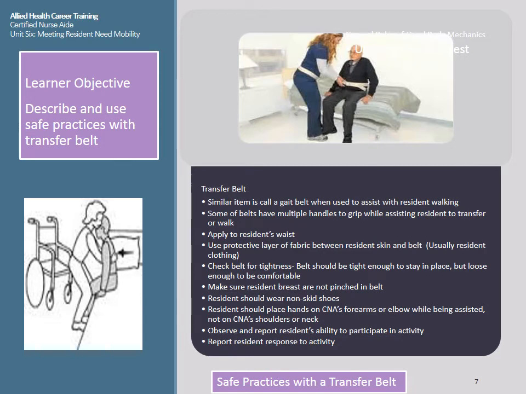Now we're going to discuss some safe practices with a transfer belt. Sometimes this is also called a gait belt, and this is used for ambulation. The belt is placed around the resident's waist. The nursing assistant stands behind the resident with one hand holding onto the belt. This should be with your hand underneath the belt, not over the belt. The belt allows the resident better control over their center of gravity.